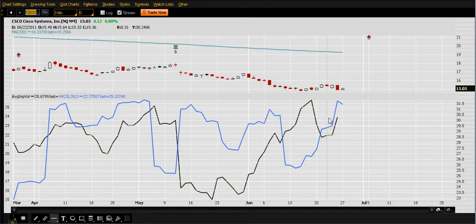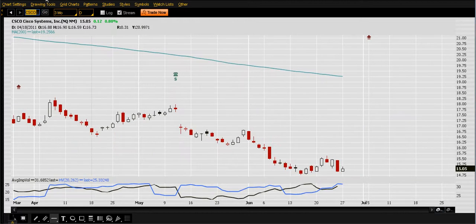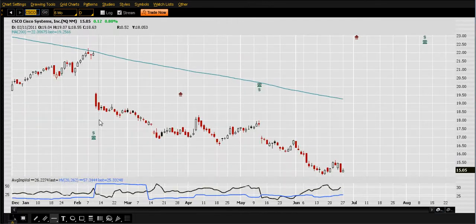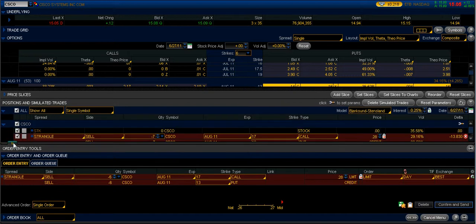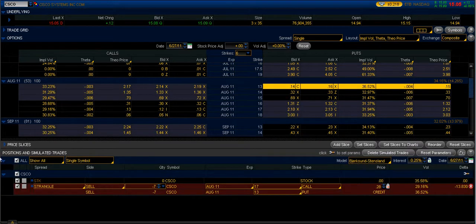So what do we want to do? We want to sell options. Now let's take a look at the price. What's going on with Cisco? We pretty much have a slow downtrend, plain and simple. So we're going to go to our Analyze tab in Thinkorswim and simulate a couple of positions. I'm going to get rid of these here.